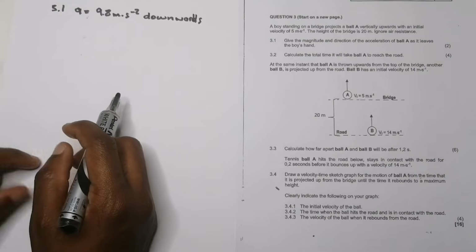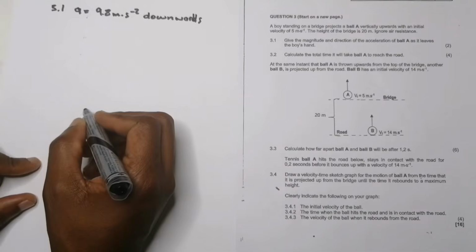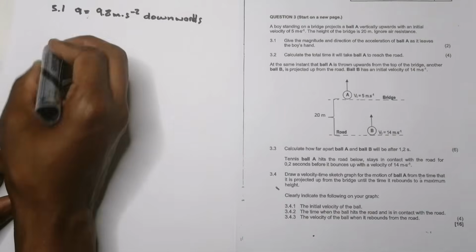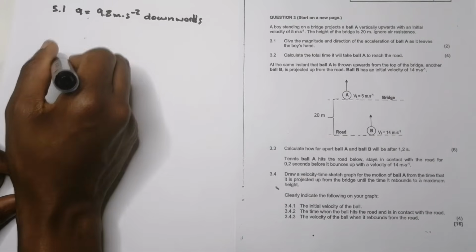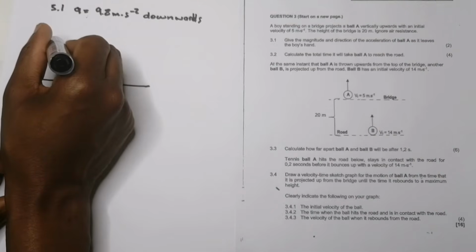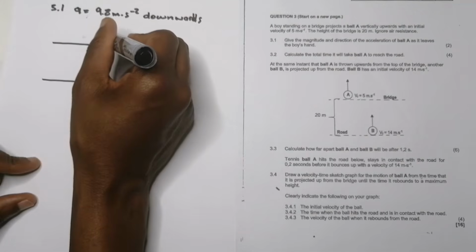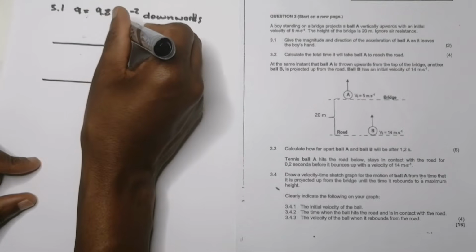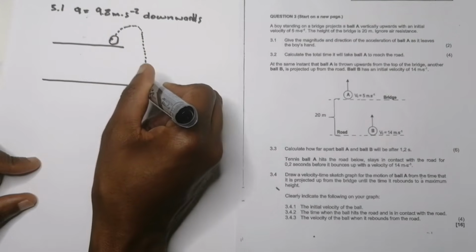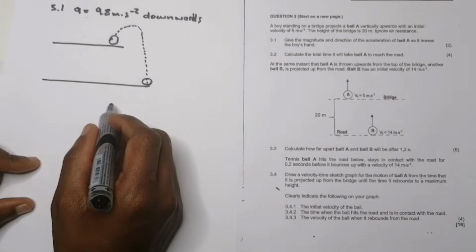Okay, so they say calculate the total time it will take ball A to reach the road. Okay, so the road is down there, right? Now, I'm going to try and redraw that, if you don't mind. So there's the road there. We're releasing ball A from that position over there. There's our ball A, it goes up, and then it hits the ground over there, which is the road.